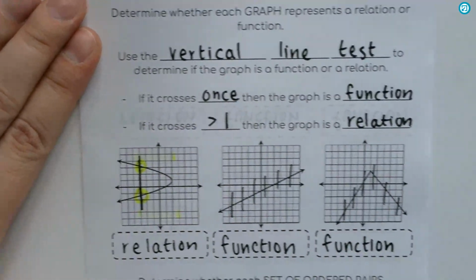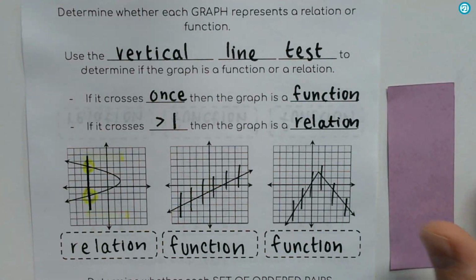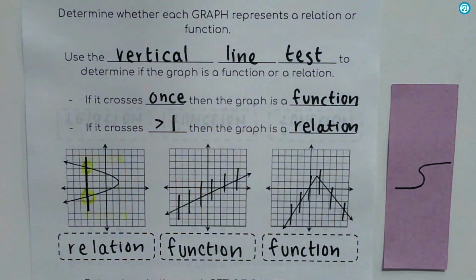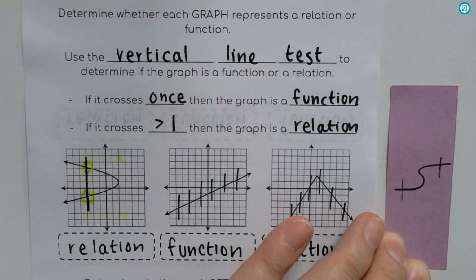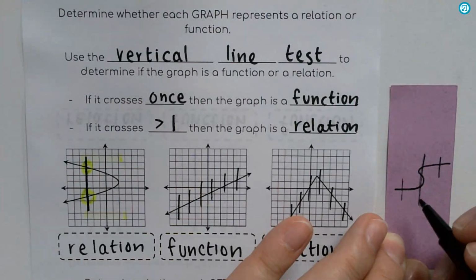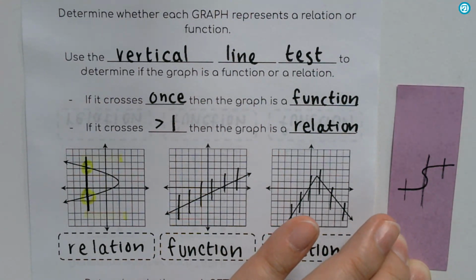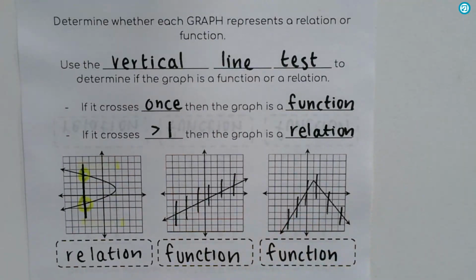Okay. I have one extra type that I would like to show you that I didn't put on here. If I have a graph, let's say that looks like this. So even though I could draw a vertical line here and it would only cross once, and here and it would only cross once, because I can't draw one here, that one is a relation. So it has to pass the vertical line test all the way for every point along the graph, okay? So it's not just that it has to pass it once or in a couple spots. It has to always pass it. Any questions?